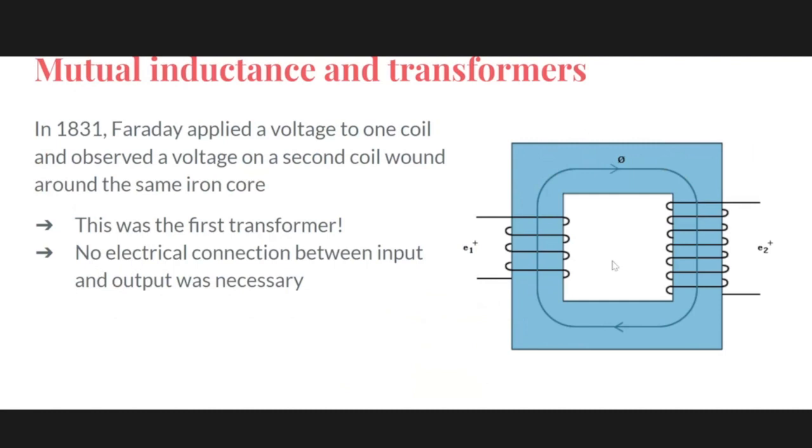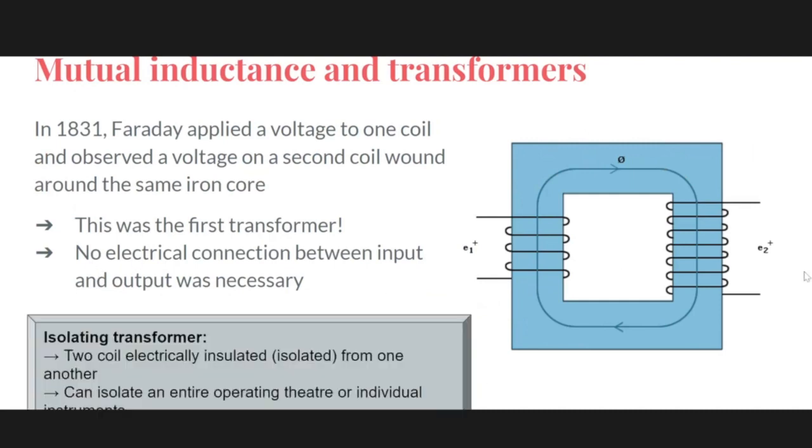There's no electrical connection between the input and the output. This essentially allows you to increase or decrease the voltage. If you have a higher number of coils on one side and less on the other, then you can step up the voltage. That's how you can transform energy from one way to another. There's also a concept of isolating transformers, which is important for us in theatre because it allows us to isolate an entire operating theatre, or an individual instrument, and it basically increases safety.